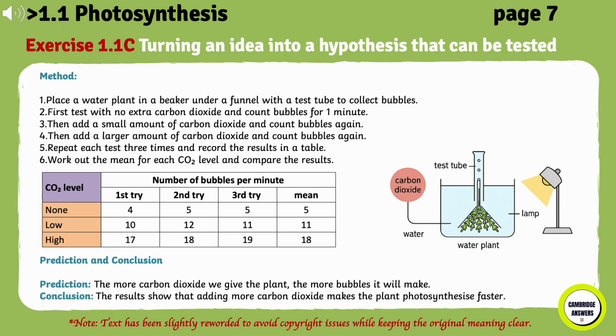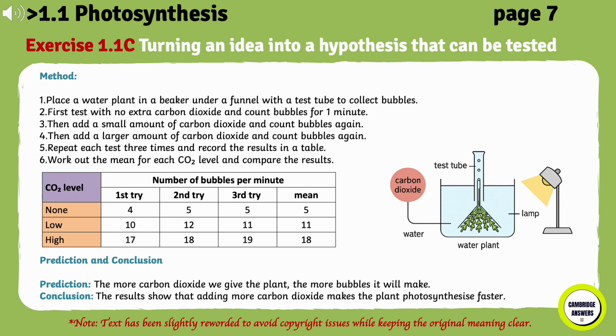Here's the method Arun could use. Place a water plant in a beaker under a funnel with a test tube to collect bubbles. First test with no extra carbon dioxide and count bubbles for 1 minute. Then add a small amount of carbon dioxide and count bubbles again. Then add a larger amount of carbon dioxide and count bubbles again. Repeat each test 3 times and record the results in a table. Work out the mean for each CO2 level and compare the results.